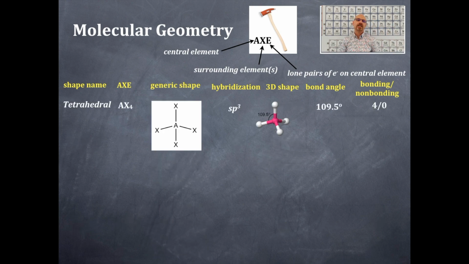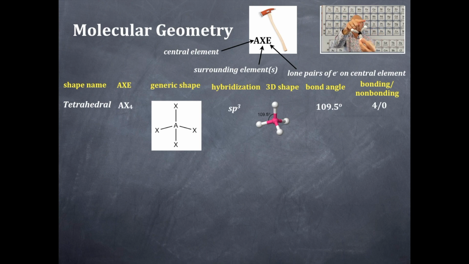The next set is right here. The first one of this next set is tetrahedral. It is AX4. The generic Lewis dot structure is the A in the middle. You've got 4 bonding domains of the 4 X's. It is sp3 hybridized. There's that ball and stick model. The bond angles are 109.5, and there are 4 bonding and 0 non-bonding. I'm going to show that to you right here. And this is the tetrahedral structure right here. Tetrahedral structure.